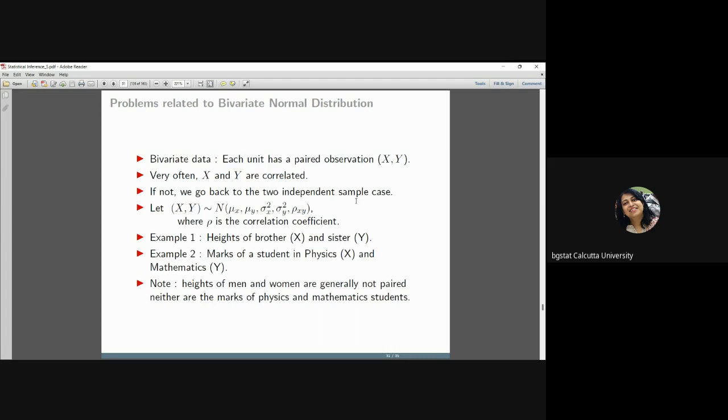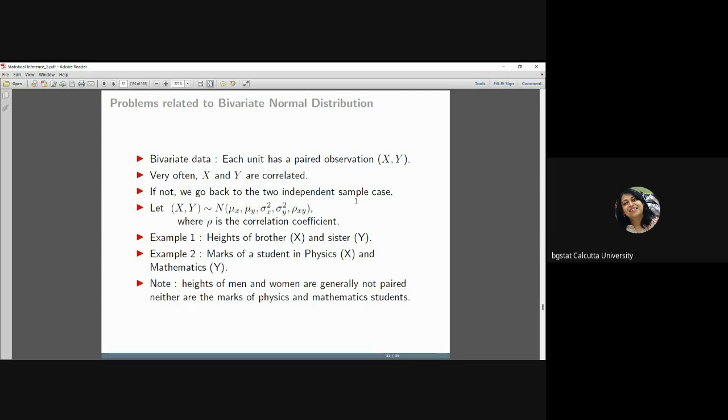This kind of a testing situation is called a paired testing situation. Similarly, marks of a student in physics and mathematics. Again, you can think of this as correlated data. So here we want to compare the height of brother and sister. We want to test for the equality of means. Similarly, we want to test for equality of means in physics and mathematics. But the difference here from the previous Fisher's t-test is that the data are paired.